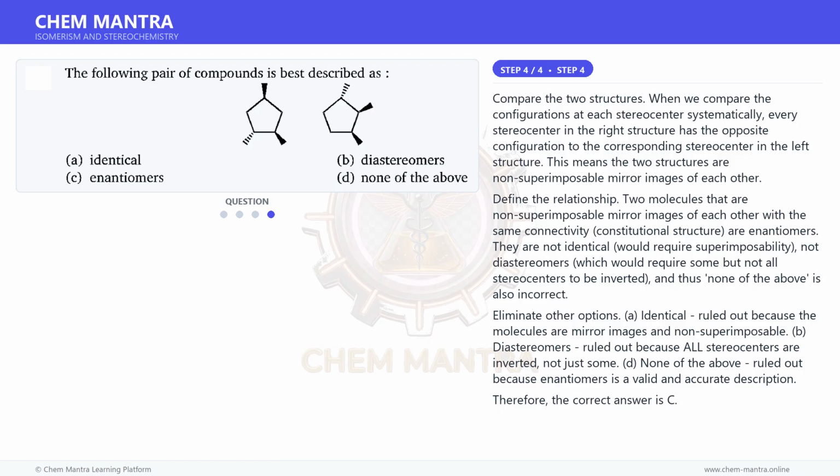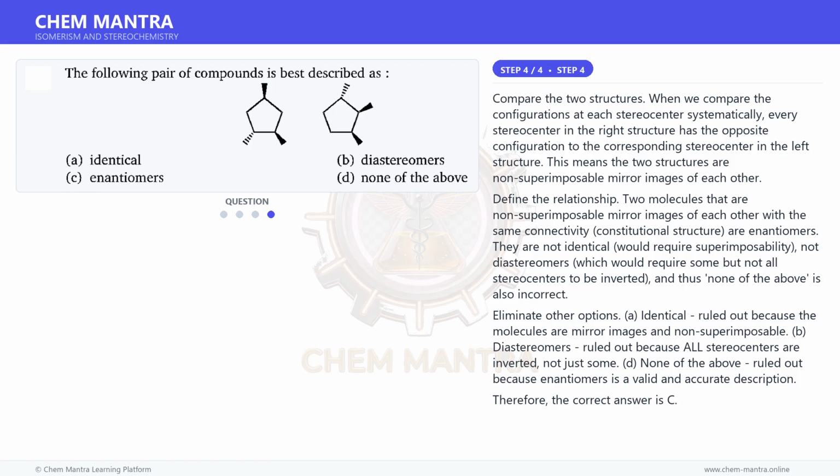Define the relationship. Two molecules that are non-superimposable mirror images of each other with the same connectivity, constitutional structure, are enantiomers. They are not identical, which would require superimposability, nor diastereomers, which would require some but not all stereocenters to be inverted, and thus none of the above is also incorrect.